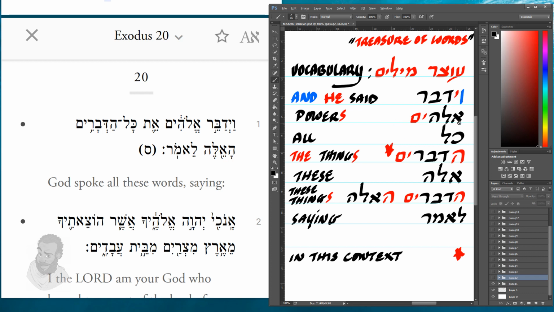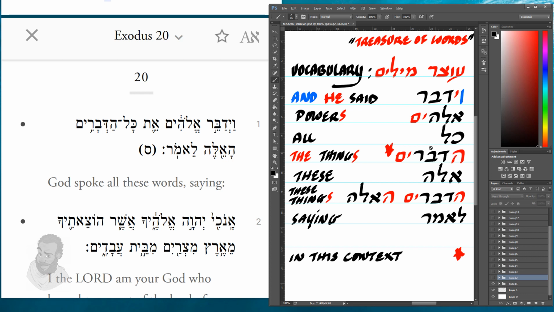Elohim. El, power. Elohim, powers. The yod and the mem make this noun plural. It pluralizes the noun. Elohim, powers. Kol, all. Ha-devarim, the things. The heh here becomes a direct object.